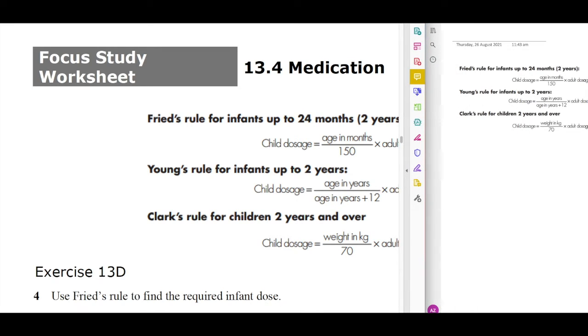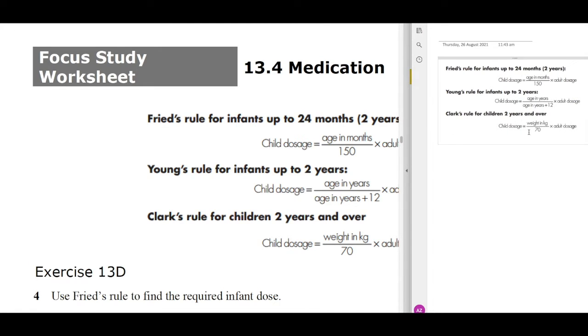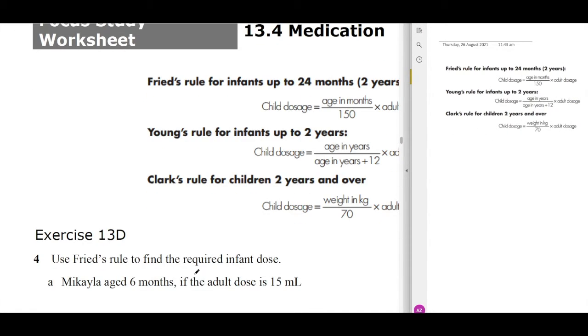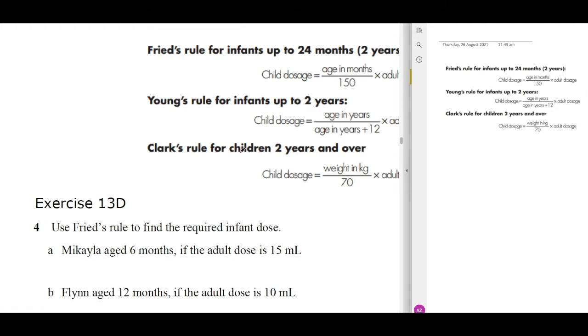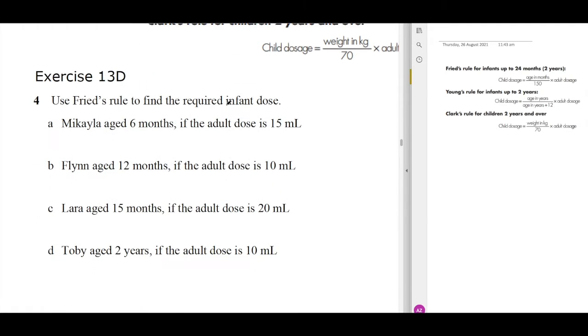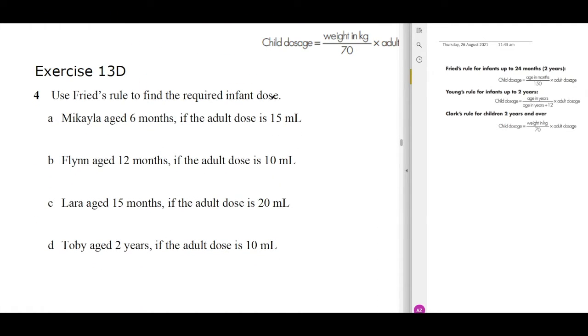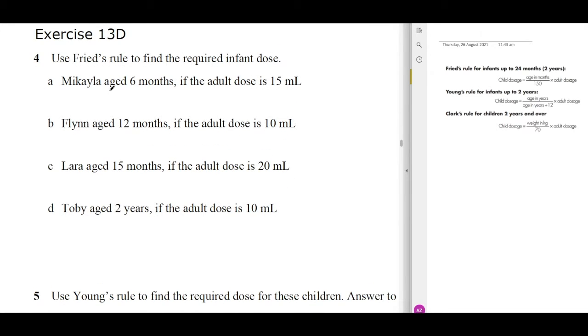I'm going to put the formula here so that every time I do these questions, I don't have to scroll up. The question says, use Fry's rule to find the infant dose. If Michaela is 6 months and the adult dose is 15 mils. So let's look at Fry's rule. Fry's rule says child dosage equals age in months over 150 times adult dosage.